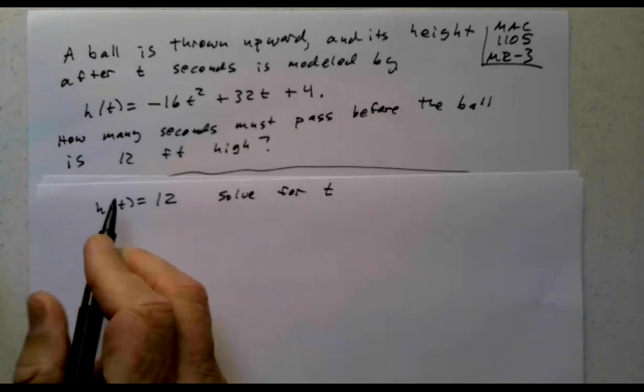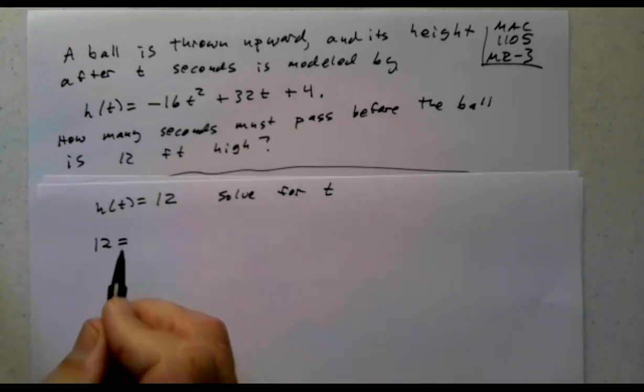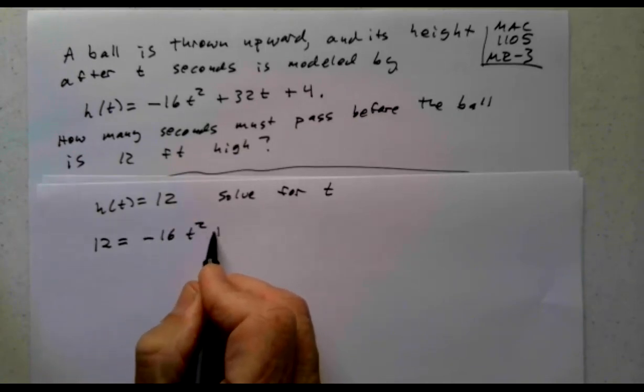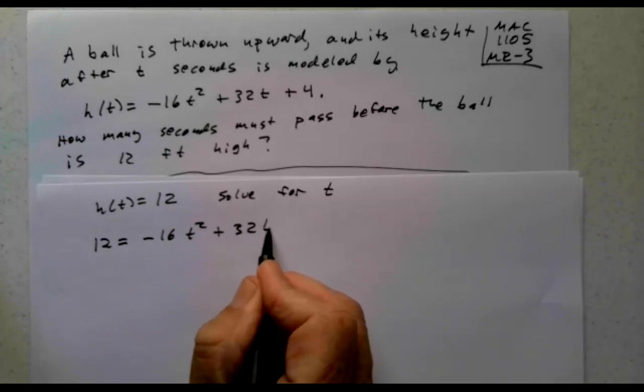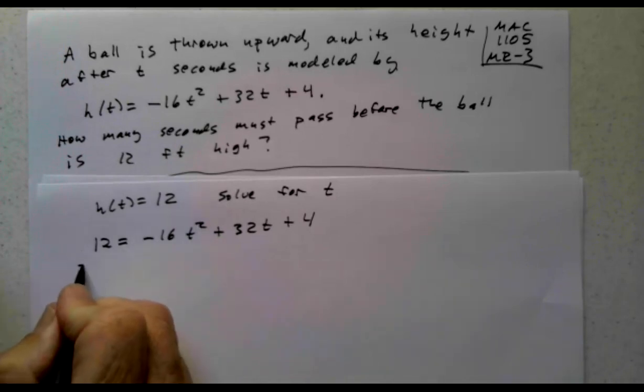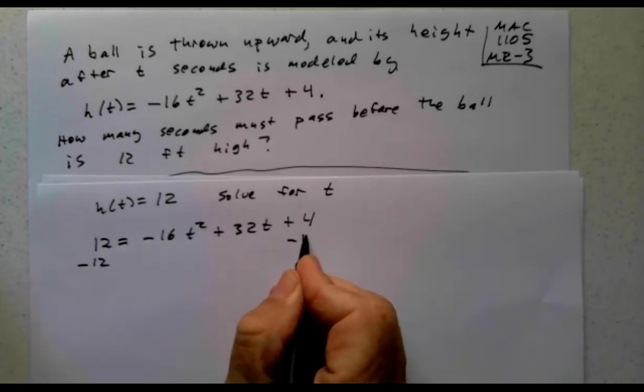So if h of t is 12, replace h of t with 12, and I have 12 equals negative 16t squared plus 32t plus 4. We look at this for a few seconds and recognize it is a quadratic equation. Why? Because it's t to the second power. If I'm doing quadratics, I've got to set them equal to 0, so subtract 12 from both sides.